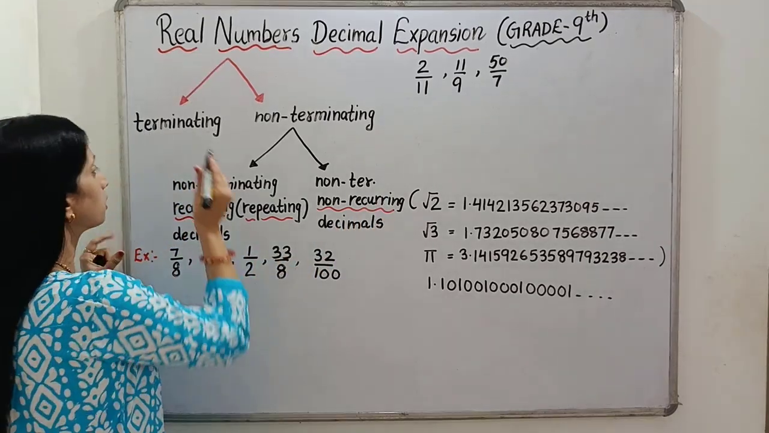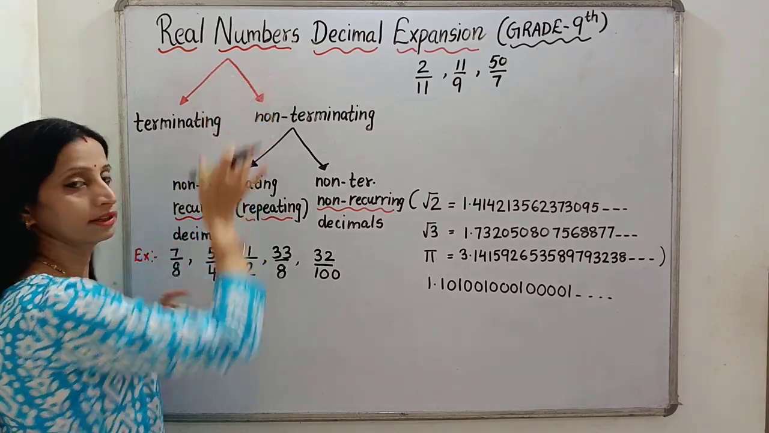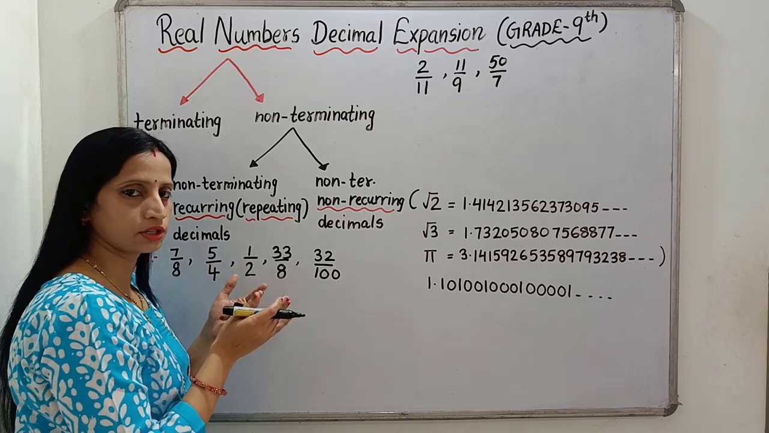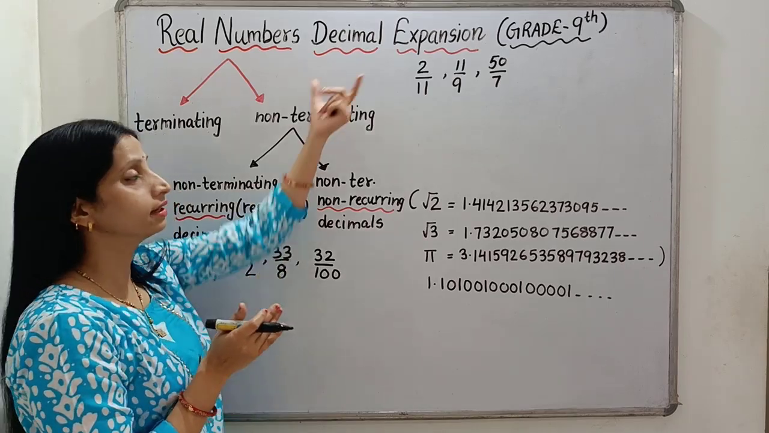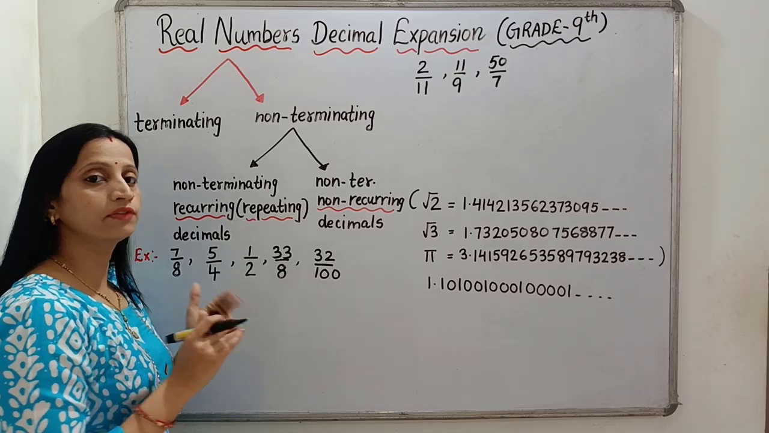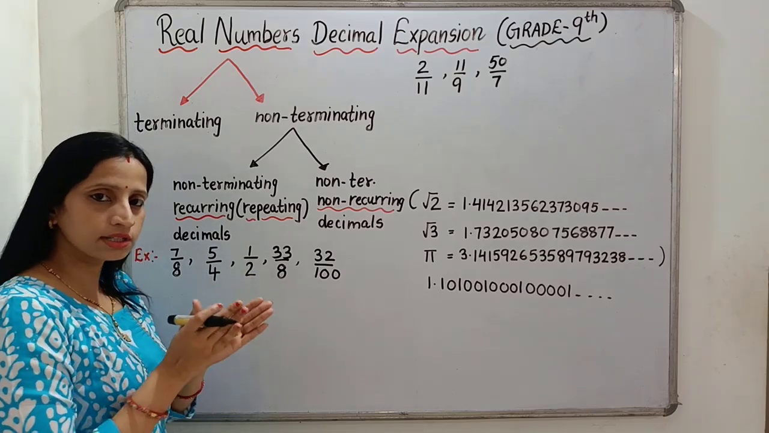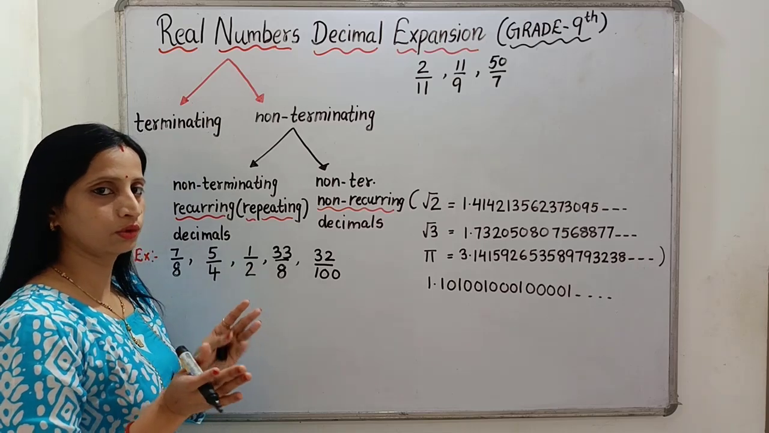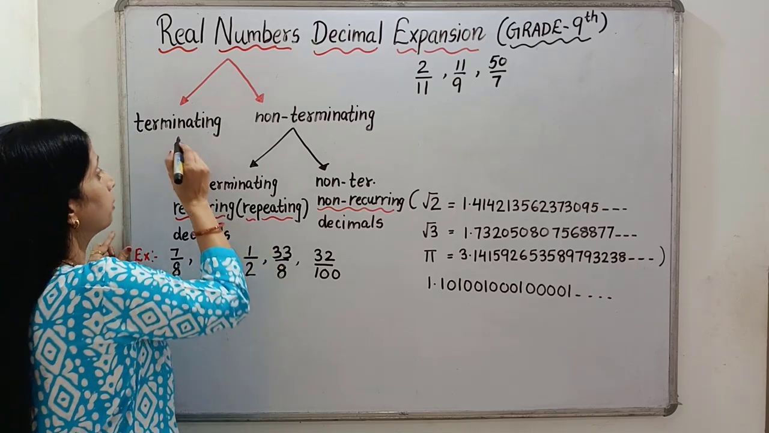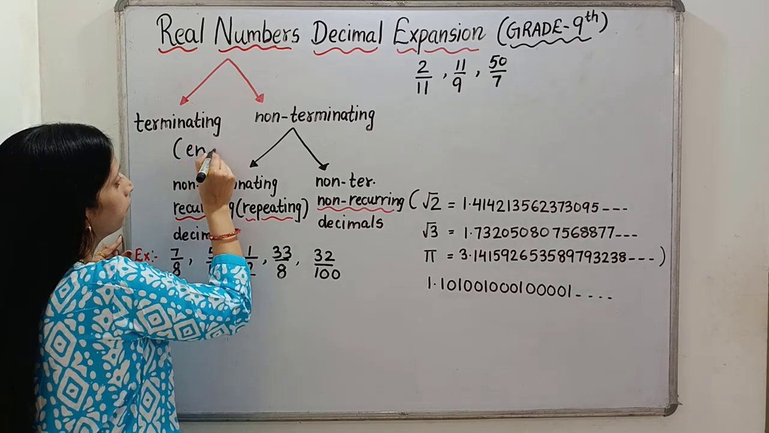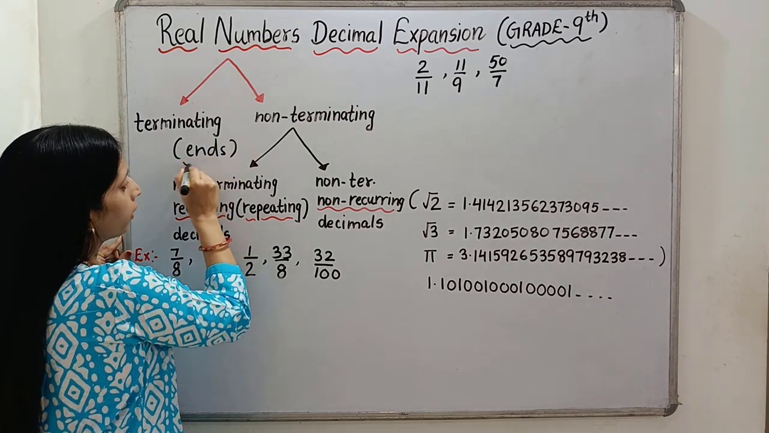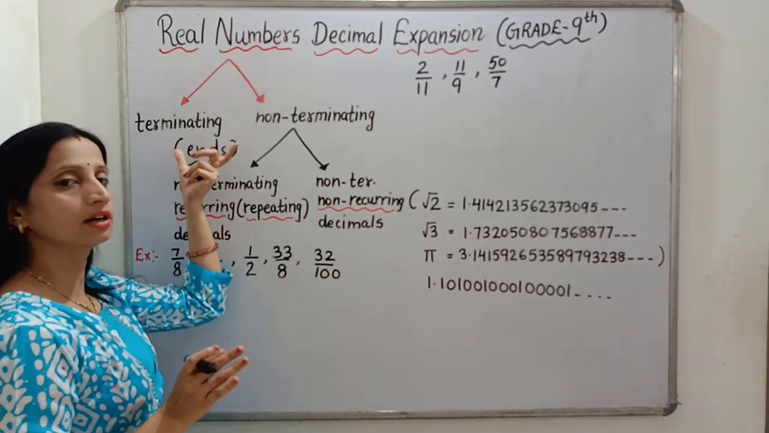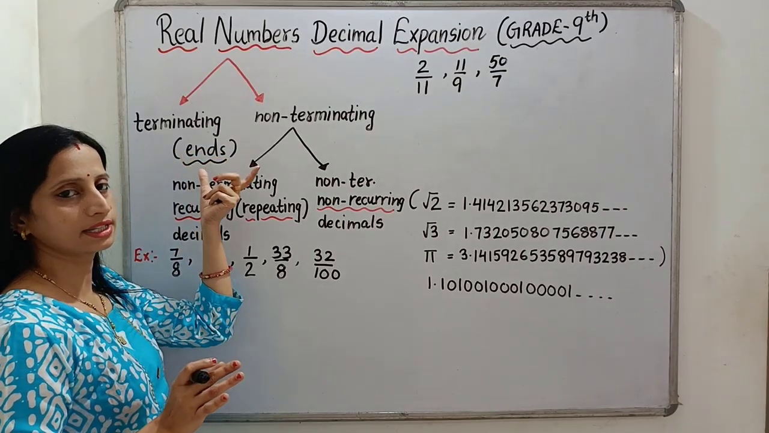Terminating means, suppose a fraction is given, when we divide the fraction or convert it into decimal form, if our division ends after a certain point, or we get the remainder as 0, terminates means ends, if it ends at a certain point, then in that case our decimal number will be a terminating decimal number.